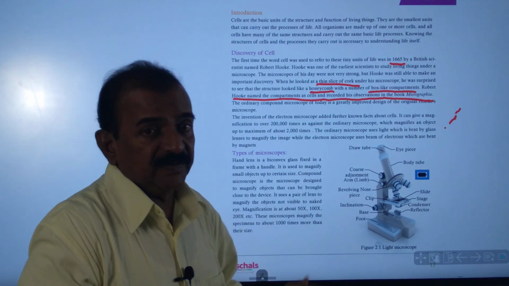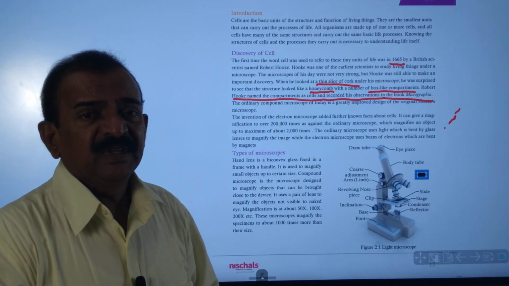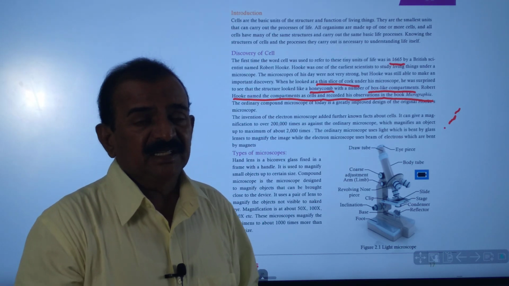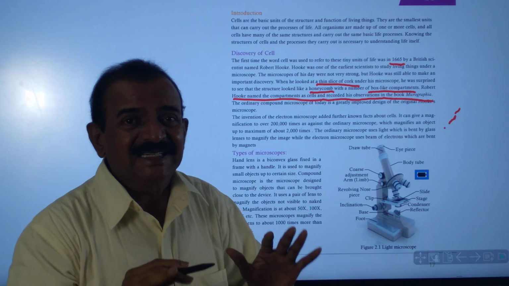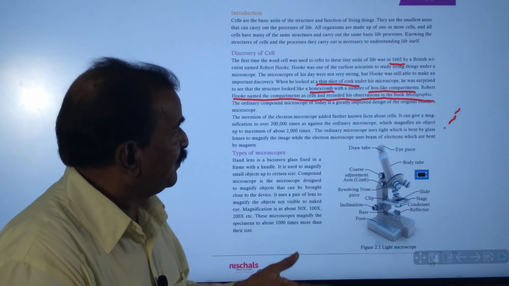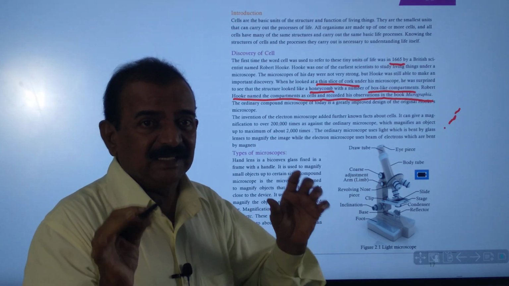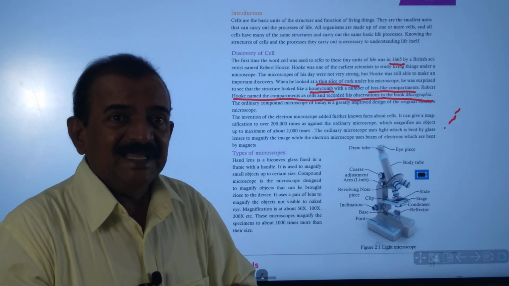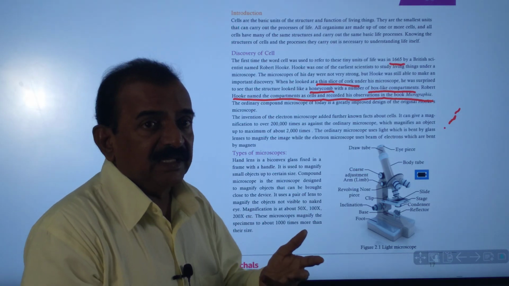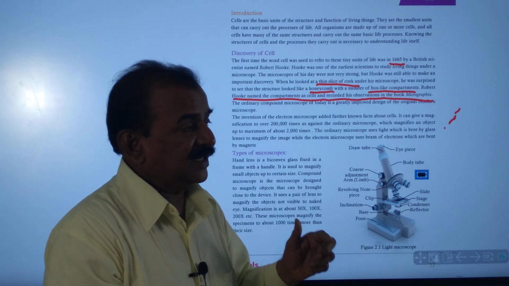In this way, Robert Hooke, a British scientist, first observed a thin slice of cork under a microscope in 1665. He found honeycomb-like compartments and named them cells. That is how Robert Hooke discovered the cell.